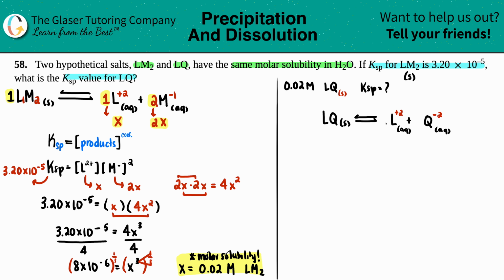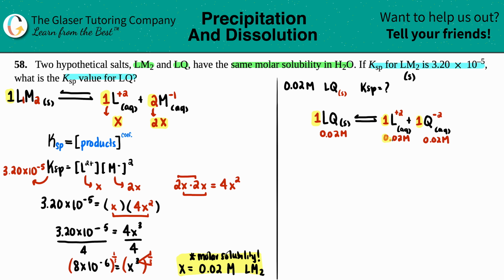So now, since we said that the molar solubility for LQ was 0.02, we can use our mole ratios. And just like we said, it's a 1-to-1-to-1 ratio. So whatever you started with, those are the numbers that we're ending with. So maybe what I'll do is I'll just bring this down here. And for both L and Q, you both have 0.02 molarity.